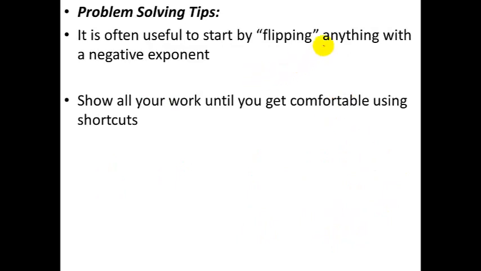Okay, a couple problem solving tips, and we'll do some examples. It's often useful to start, like I just said, by flipping anything with a negative exponent. So when you're following PEMDAS, as long as all you have is multiplication and division of exponential terms, you can move anything that's in the denominator with a negative exponent into the numerator and vice versa. And the second thing is I want you to show all of your work. Show each step until you get comfortable, and then you can do more steps in your head without showing your work. But at the beginning, I really want you to show step by step which pieces you're combining and simplifying.